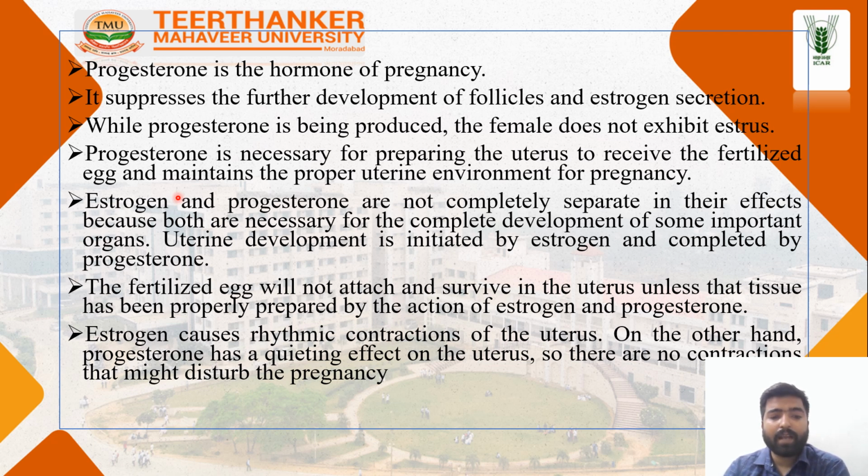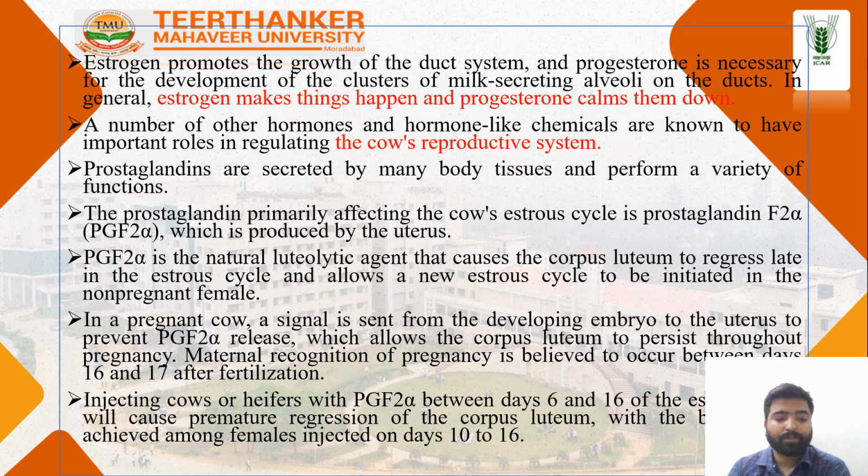The fertilized egg will not attach and survive in the uterus unless the tissue has been properly prepared by the action of estrogen and progesterone. Estrogen causes rhythmic contraction of the uterus. On the other hand, with progesterone there are no uterine contractions, which might otherwise disturb the pregnancy. Estrogen promotes the growth of ducts and the development of the milk secreting alveoli. In general, estrogen makes things happen, and progesterone calms things down.